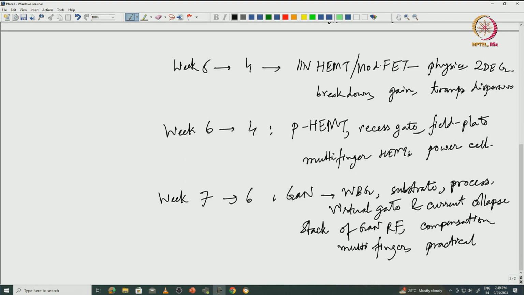We can show pictures, for instance, of commercially available gallium nitride or gallium arsenide devices, bare dies, matched dies, amplifiers, and we will walk you through that. That was about week 7.